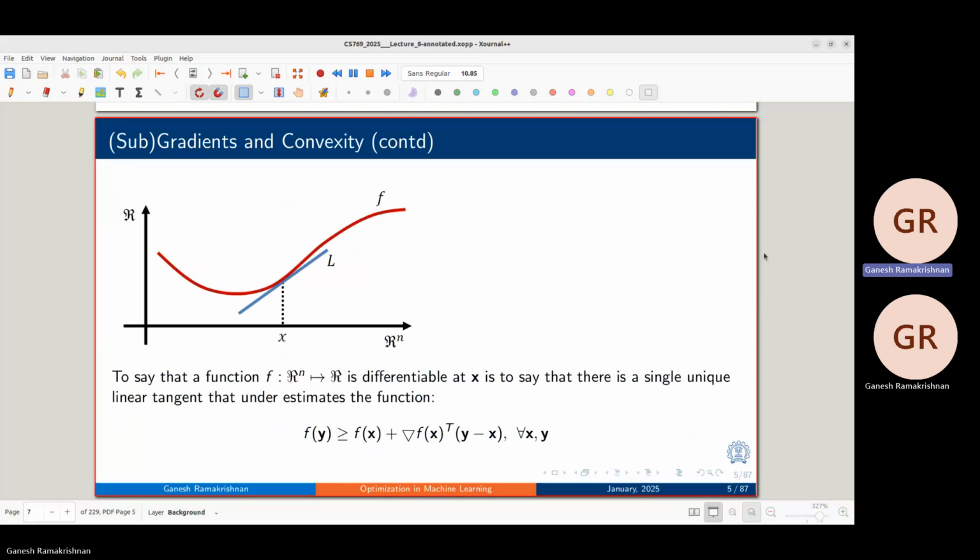epigraph, which implies supporting hyperplane, which in turn leads to the notion of subgradient, of which gradient is a special case. This is the trajectory of our reasoning so far. As I said, we always go first with intuition and then possibly some proof. Proof is a little laborious, but this is the idea.